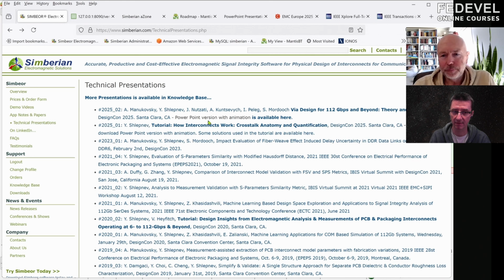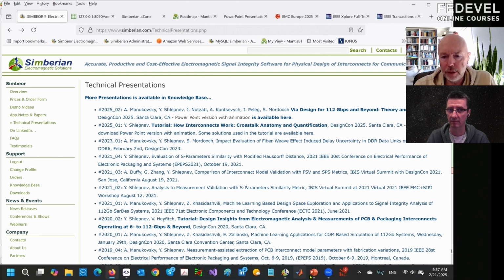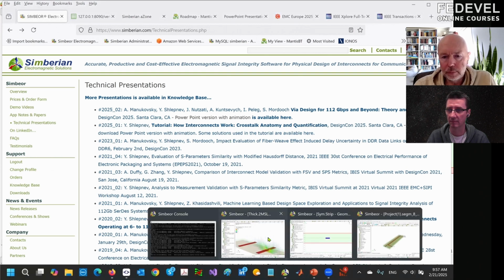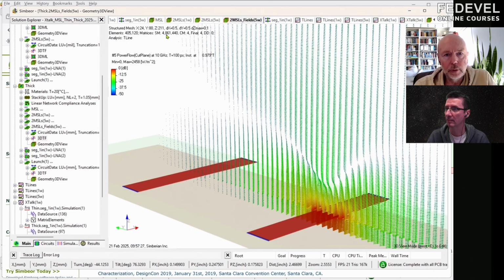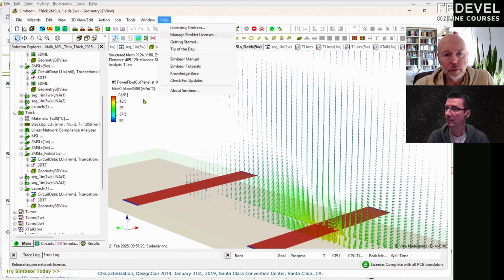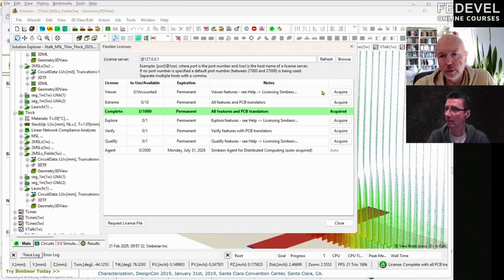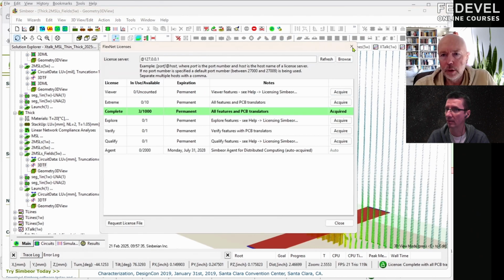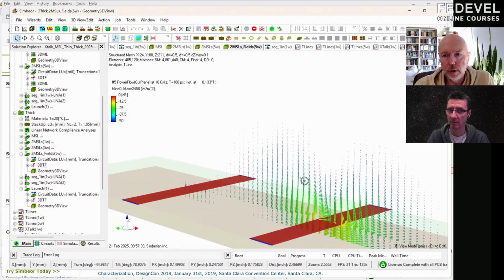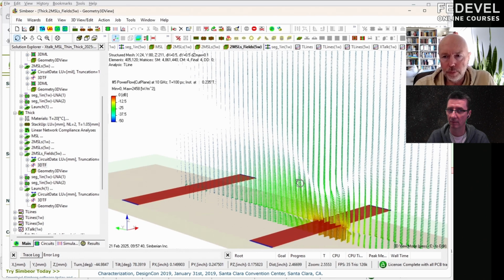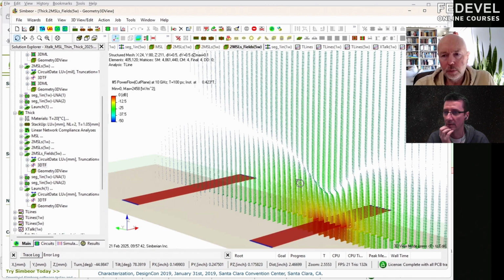But the viewer license is free, correct? And the viewer license is free. Yes, you download Simbeor, and you select viewer license. There is a viewer license always, and that allows you to view the fields and compute new fields for a pre-computed problem.